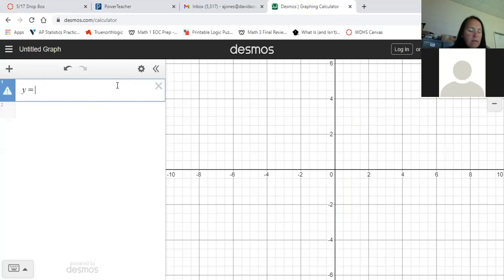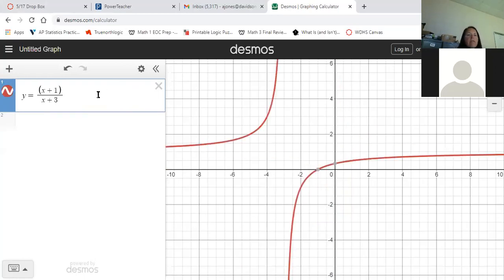The next one is x plus 1 over x plus 3. What about this one? Does it continually go to the left and right? Does it?